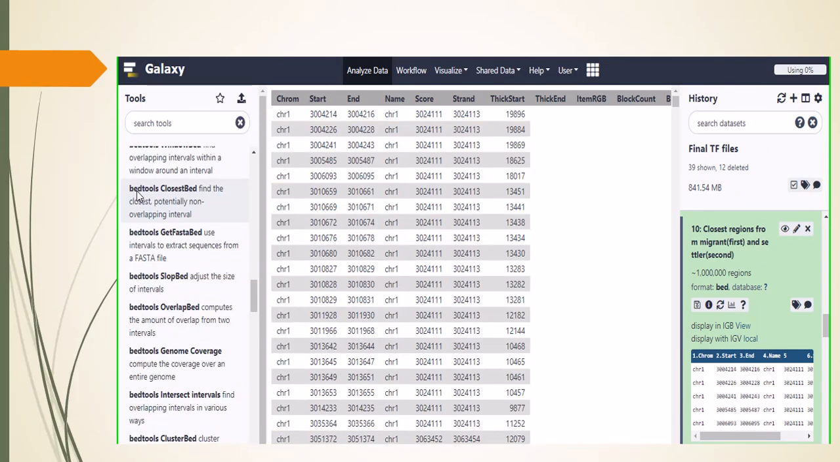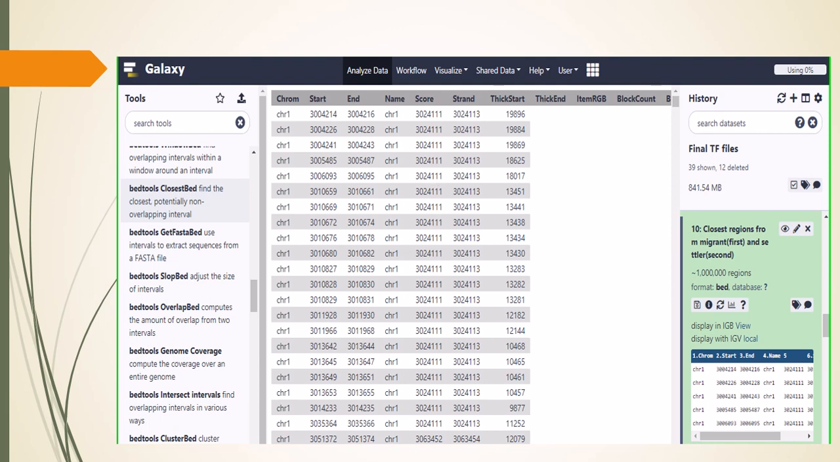After operating closest BEDTool, the data looks somewhat like this, having the first 3 columns for the first type of transcription factor and the next 3 columns for the second type, and the 7th column contains the distance between these two. For example, this is the data between the migrants and the settlers. The first 3 columns contain the information about the migrants, the next 3 about the settlers, and the 7th column is the distance between these two types of transcription factors.